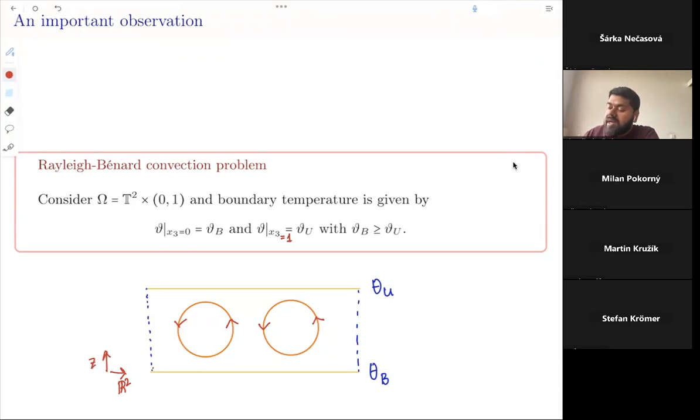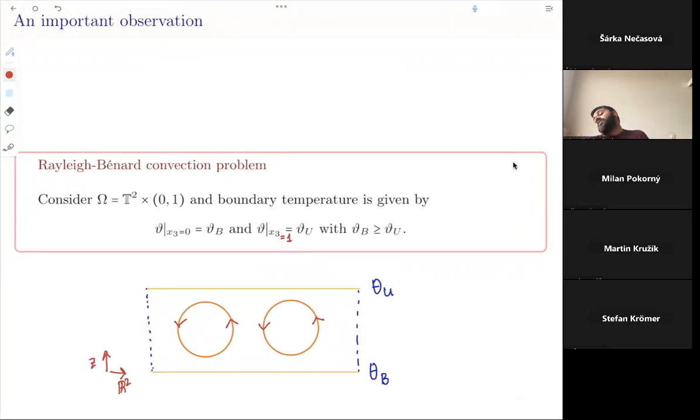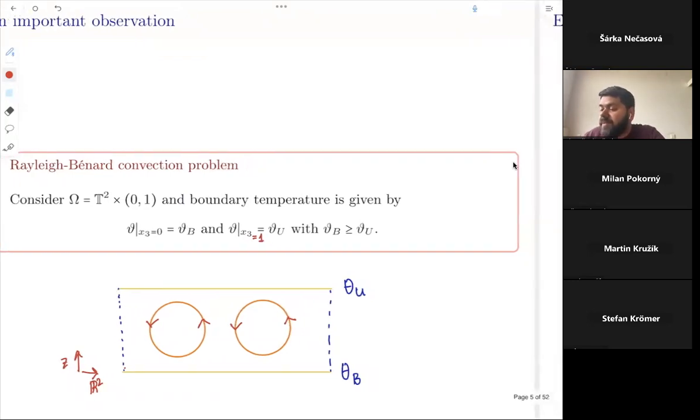So there is a convection of the flow. It is quite well studied in the context of the incompressible fluid. But the problem we are considering is basically the compressible counterpart of the Rayleigh-Bénard convection problem. So that's why this problem makes sense to consider, for its historical significance and everything.